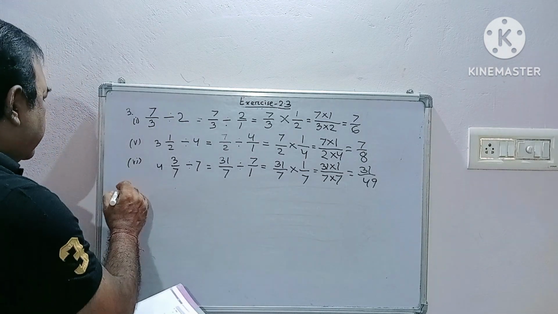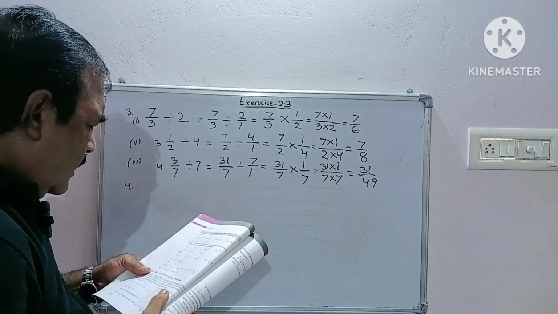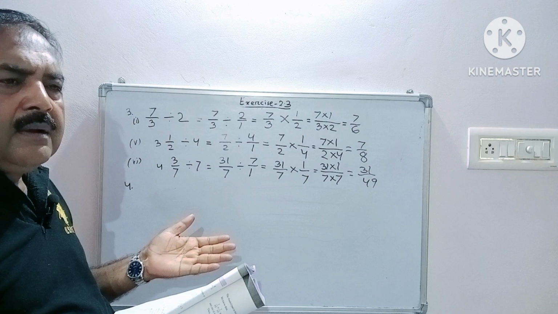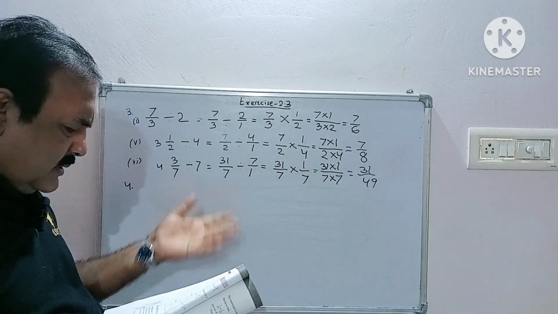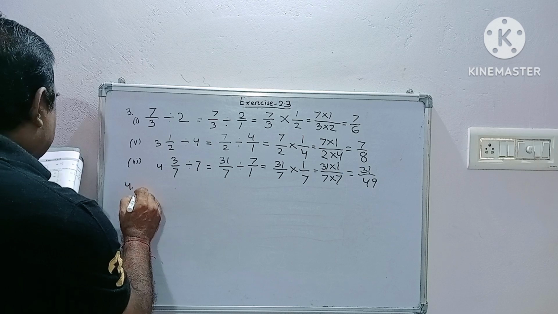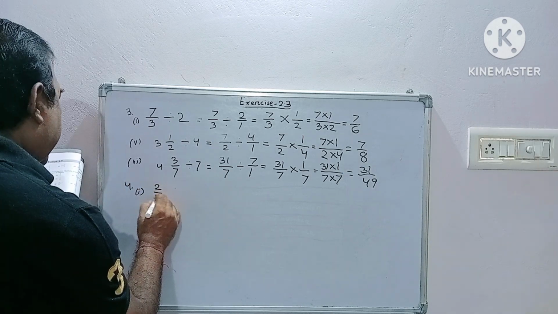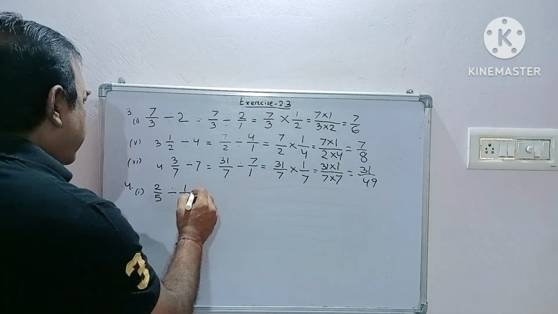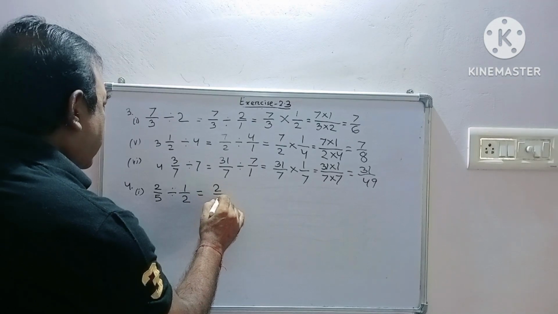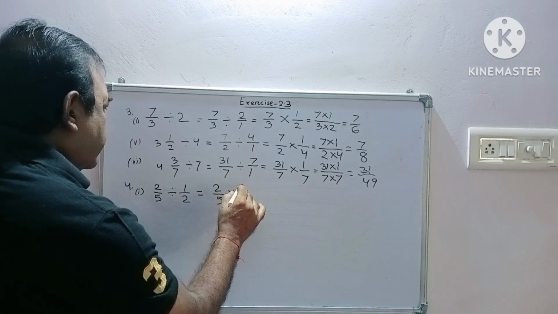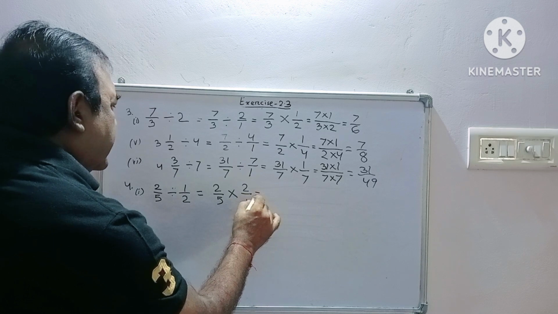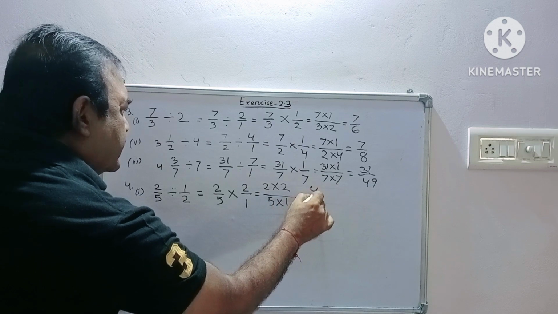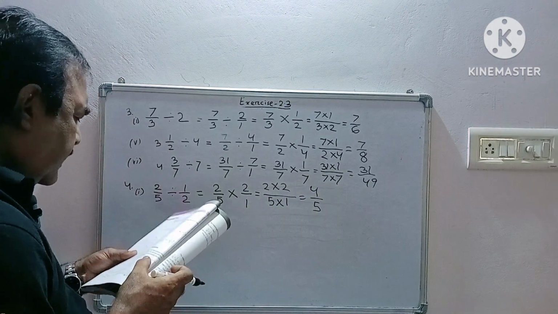Then you come to question number 4. Again we have to find the value. Here you see both the dividend and the divisor are fractions. So 2 upon 5 divided by 1 upon 2. So how will you do it? It is very simple. 2 upon 5 into 2 upon 1, that is equal to numerator into numerator divided by denominator into denominator, that is 4 upon 5. Like this you will proceed.